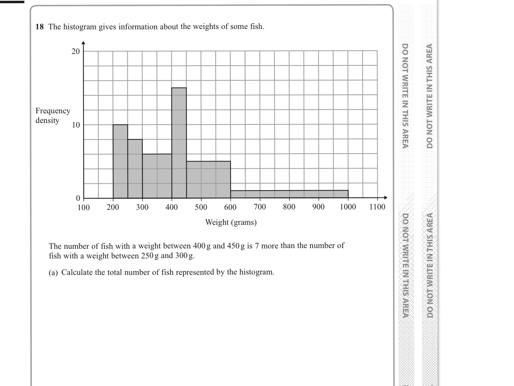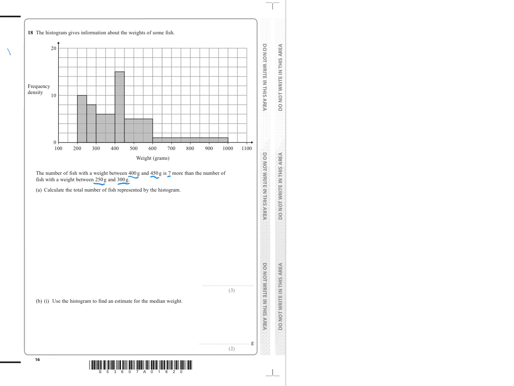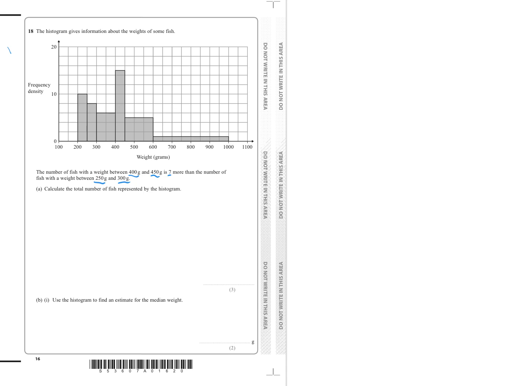Question 18. The histogram gives some information about the weights of some fish, and the number of fish with a weight between 400 grams and 450 grams is 7 more than the number of fish with a weight between 250 grams and 300 grams. So I think what I'm going to do is draw a table of values here. So I'm going to have class width, frequency density, and then frequency, and then I'm going to put these in a table. So let's have a look what we've got here.